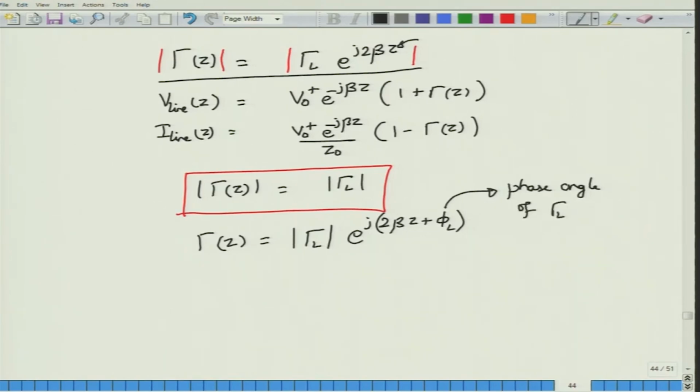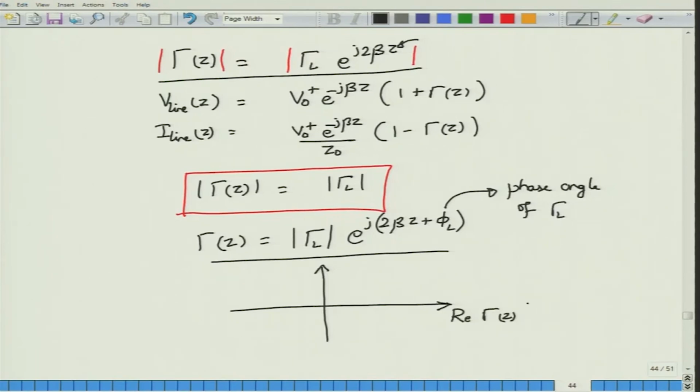Now, how do I represent this particular complex number on the complex gamma plane? Well, let us first draw the complex gamma plane. On the x axis, or the horizontal axis, we write the real part of gamma. I don't keep carrying around this z factor. I just assume that whenever I speak of reflection coefficient, I actually mean the reflection coefficient on the line. Therefore, I can write this as the real part of gamma, which we can denote by gamma with a subscript r. Similarly, on the y axis, I will have the imaginary part of the reflection coefficient, which we will denote as gamma with a subscript i.